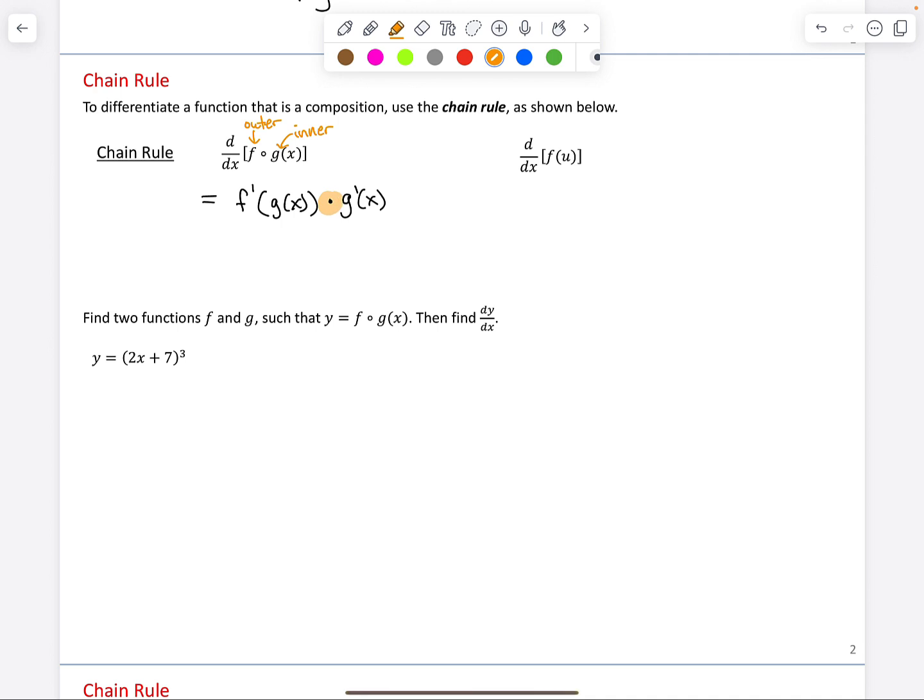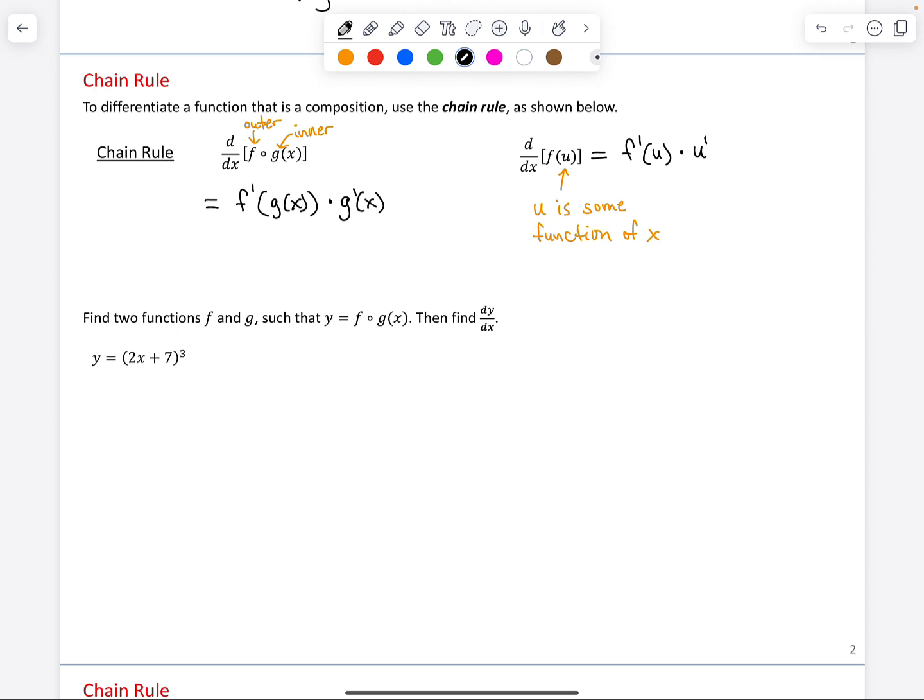Now, because of this multiplication, and multiplication is commutative, it doesn't matter if you put the g prime of x here or if you put it in the front. Now, in other notations, here we have f of u. Notice this variable does not match this variable, so we assume that u represents some function of x. So to differentiate this, we would differentiate the outer function, plug in u again, and then multiply by the derivative of the inner function, u prime.